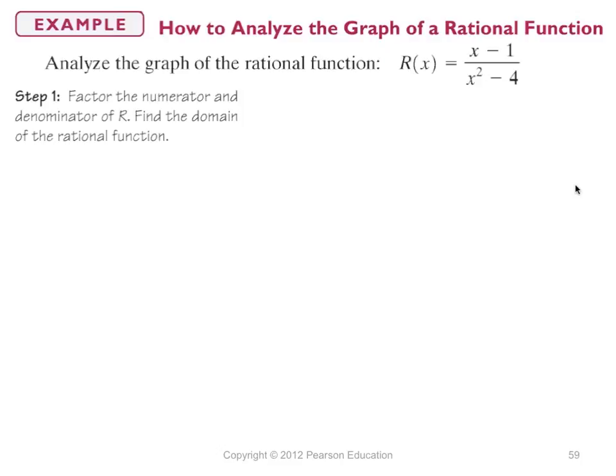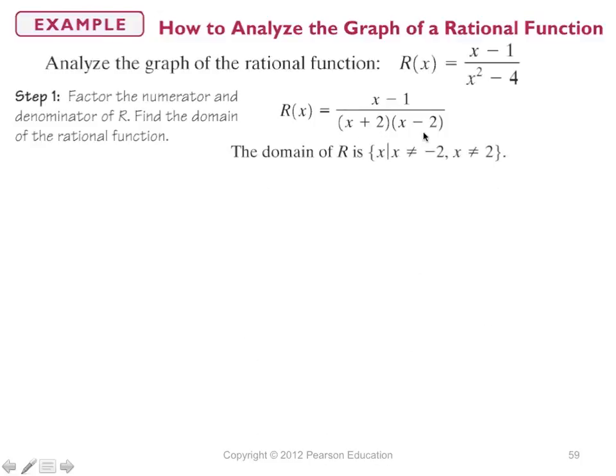So this is always going to work. I would suggest doing a bunch of examples until you know these steps. But the first thing we're going to do is factor anything that we can. In this case, we have the difference of two perfect squares in our denominator, so this one's going to factor. We're going to have r of x equals x minus 1 over x plus 2 times x minus 2.